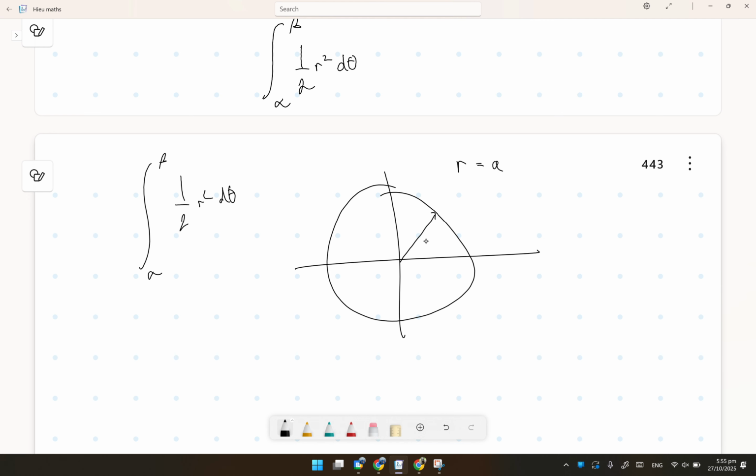So r equals a, this length is going to be a. Remember, this is polar coordinates. Remember that the equation is technically in the form r equals f of theta, right? But if it's a here, there's no thetas. Imagine just like r equals 2, for example. But we're going to say it's a.